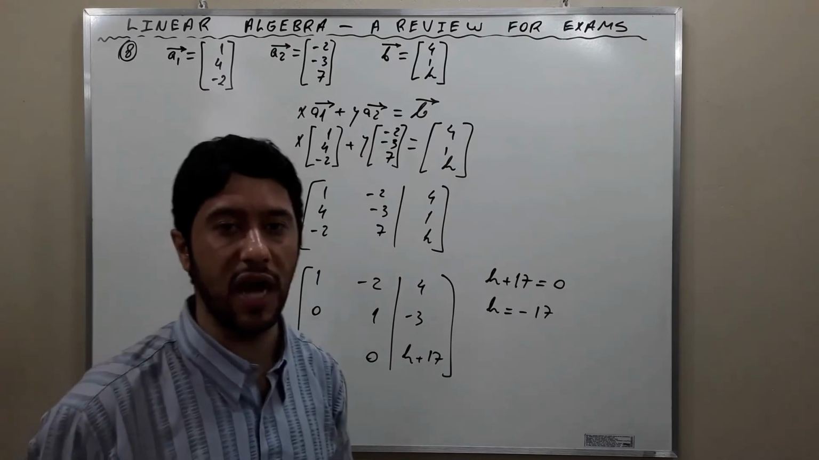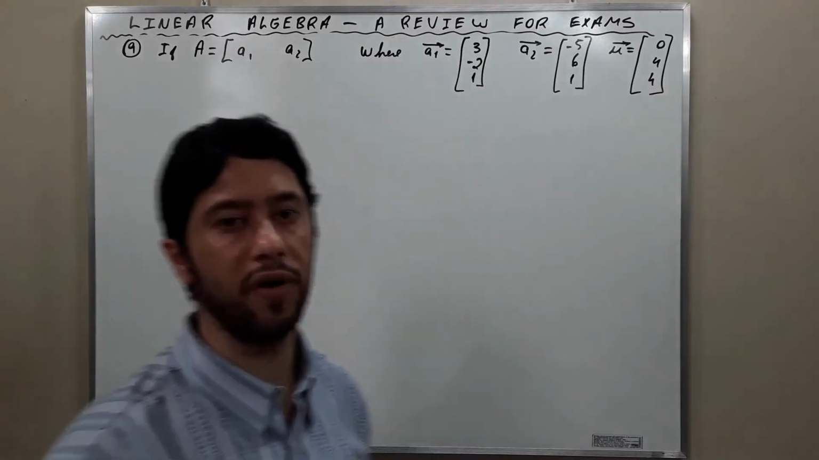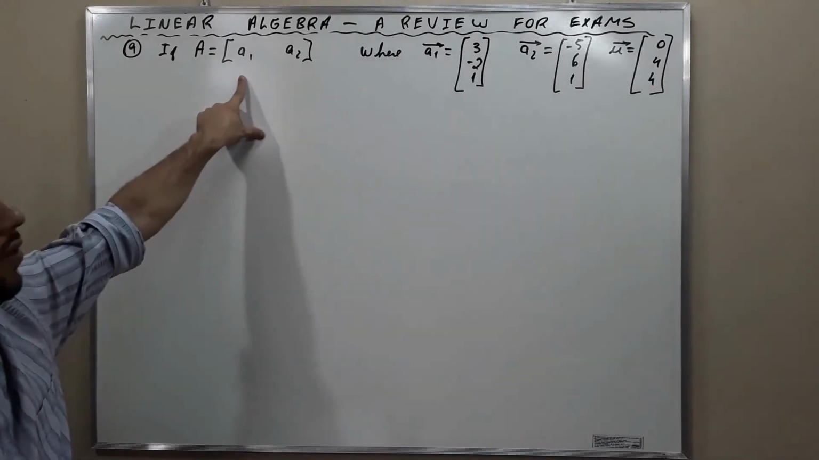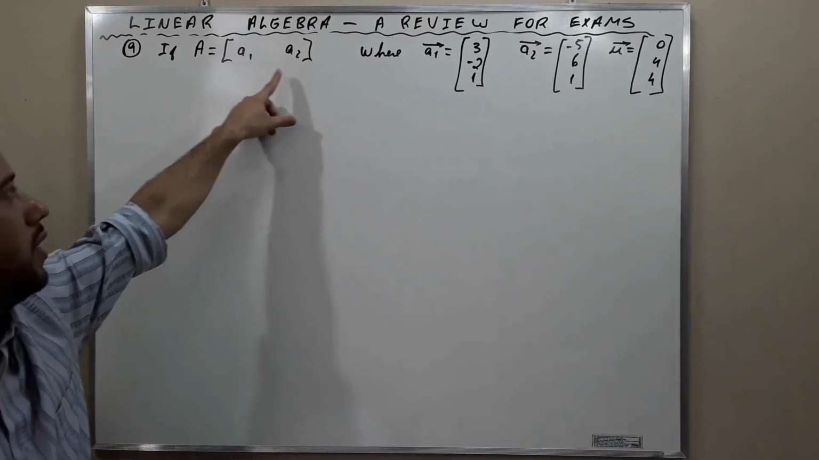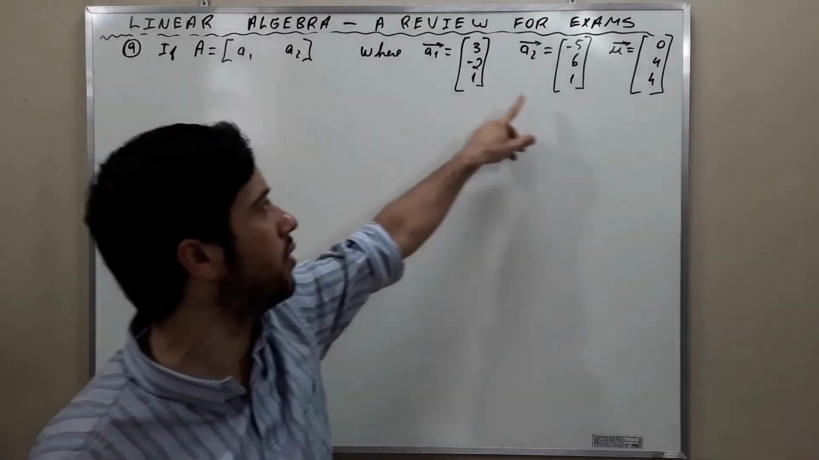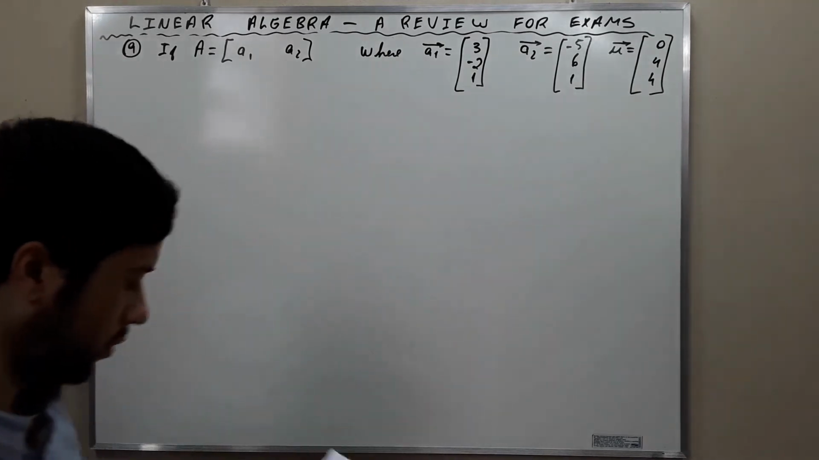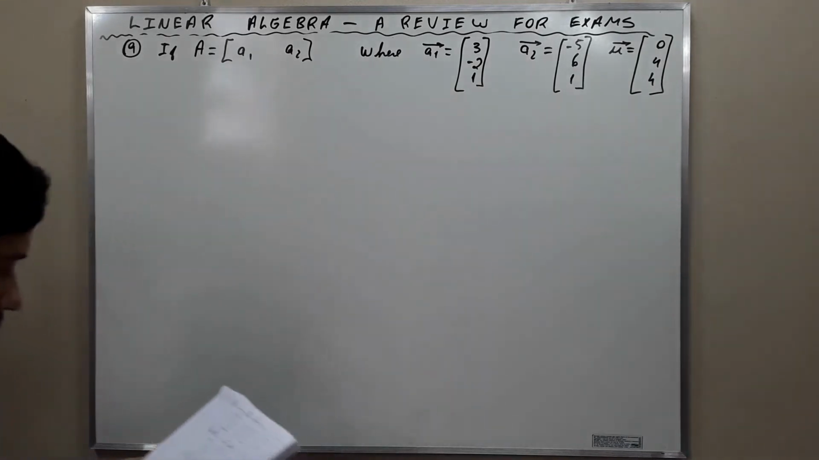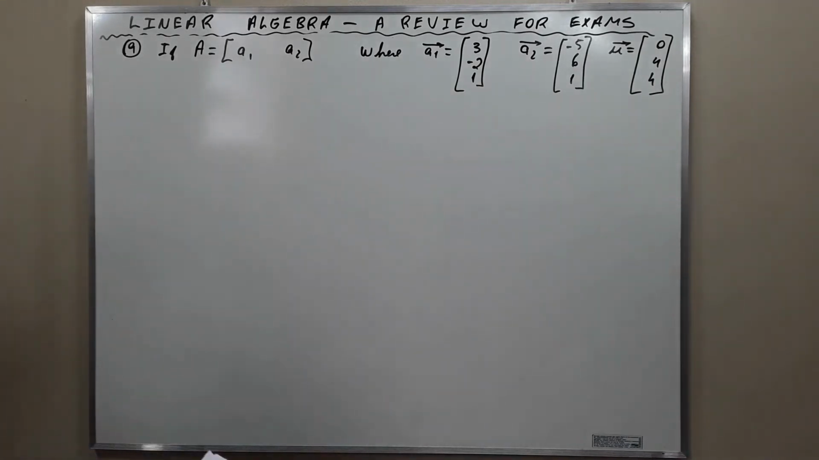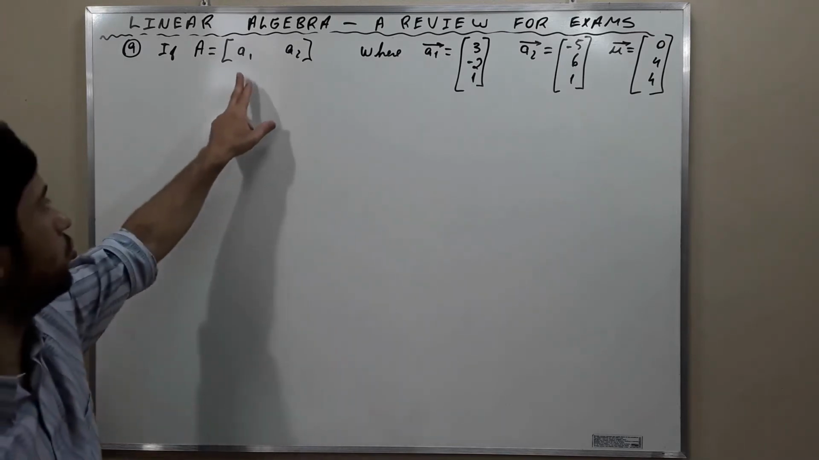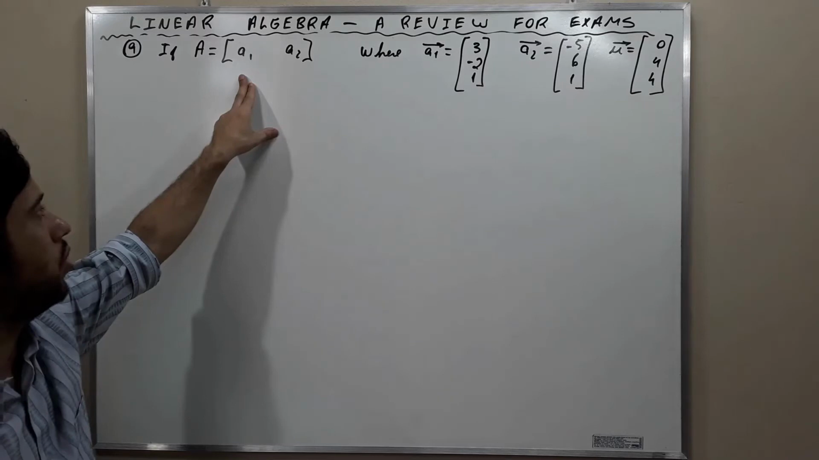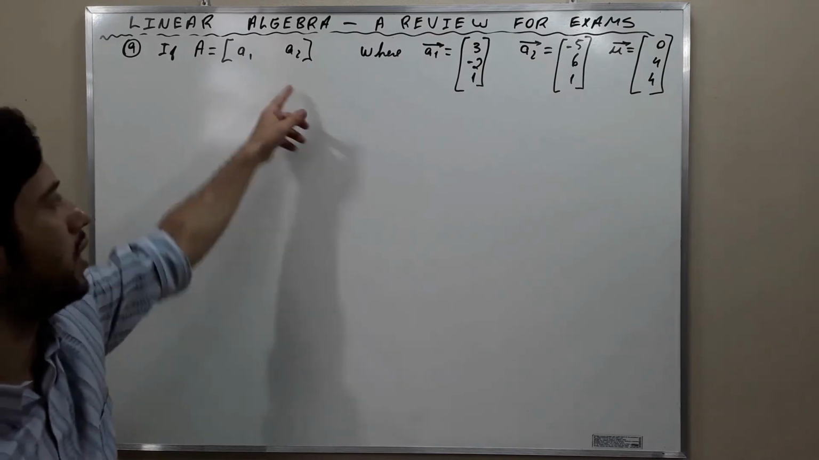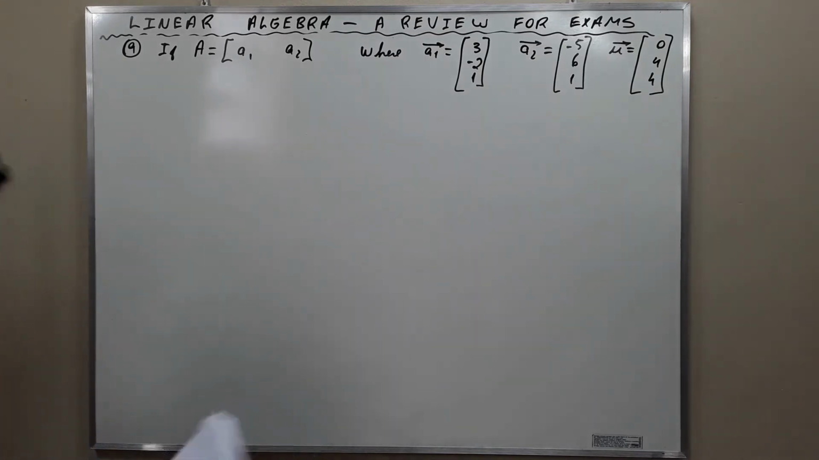Let's go to exercise 9. Topic number 9. If matrix A is composed of these two vectors, A1 and A2, where A1 is this vector and A2 is this vector, determine whether the vector u is in the plane spanned by the columns of A. We want to assess whether the vector u is spanned by the columns of A, okay? Vectors A1 and A2. And let's go to the solution.